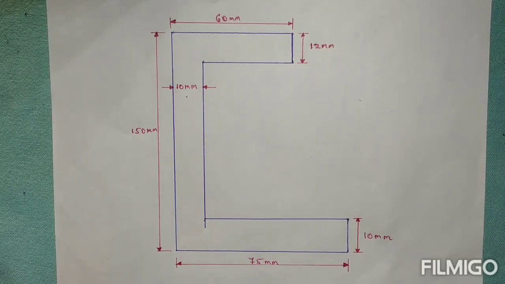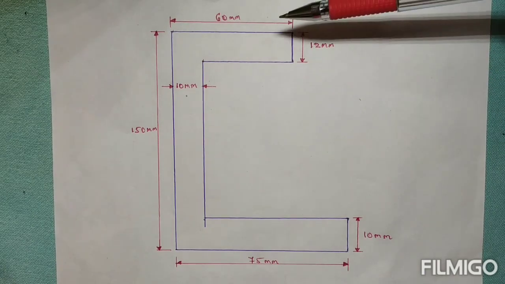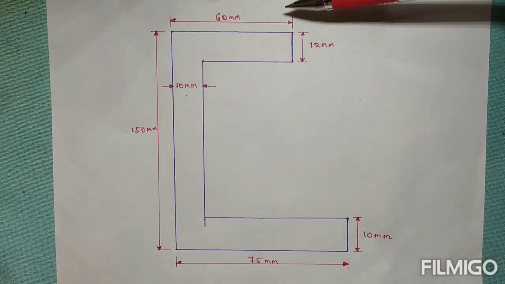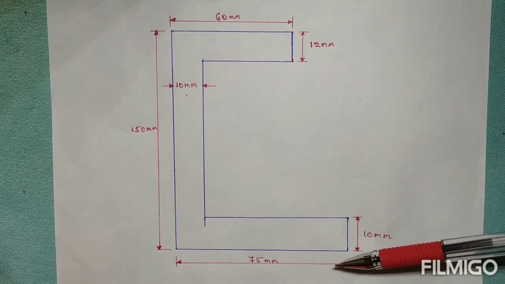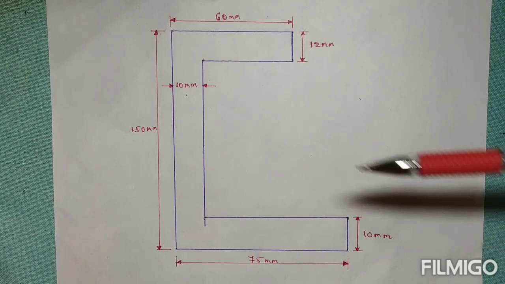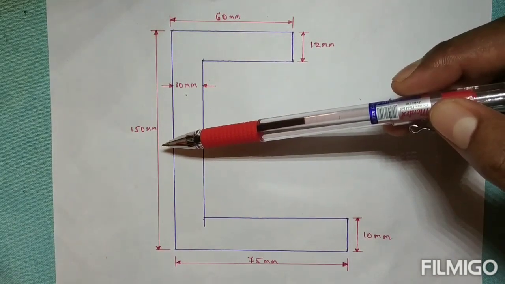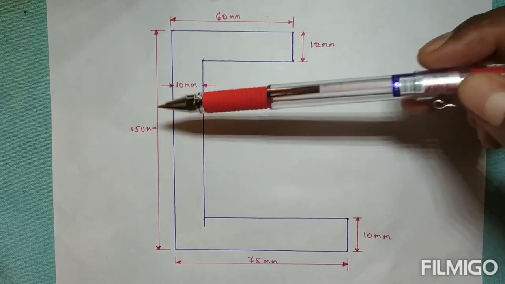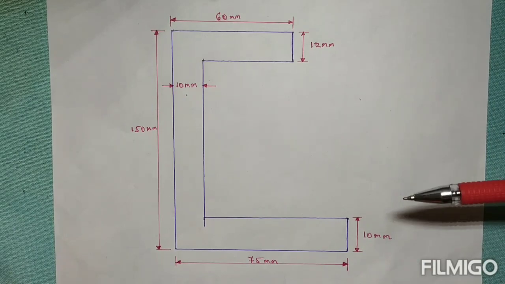Students, today I will show you how to determine the center of gravity of an unsymmetrical section. For the unsymmetrical section, I have chosen a C section. You can see the dimensions of the C section. The top flange will be 60 mm width, 12 mm depth, the bottom flange will be 75 mm width, 10 mm depth, and the web will be 10 mm width, 150 mm depth. The 150 mm depth includes the two flange depths also, that is 12 mm and 10 mm.